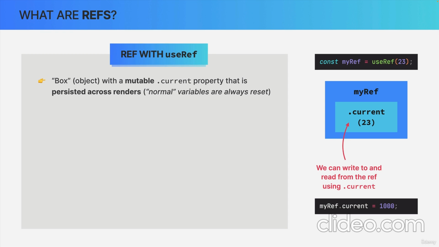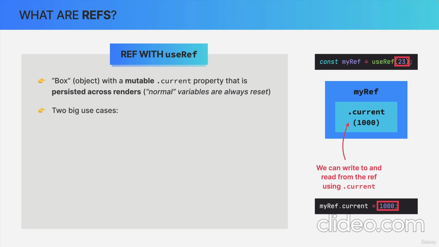So in this small example, the current property was first set to the initial value of 23, and we then changed it to 1000. So as you can see, this current property is actually mutable, so unlike everything else in React. But what's really special about refs is that they are persisted across renders. So their current property value stays the same between multiple renders. So just like state.